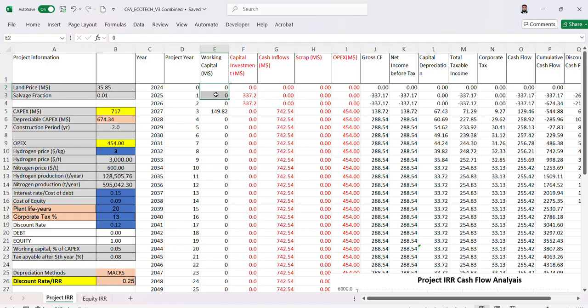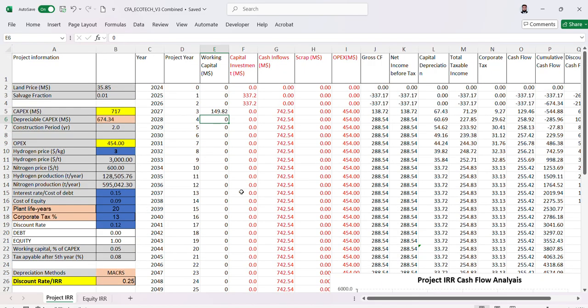That means the working capital for these 2 years is 0. 0 means the beginning, and this is the beginning of the first year, this is the beginning of the second year, and this is the end of the second year. So for these 2 years the working capital is 0, and in the third year we need to have the working capital to produce hydrogen or the products. This is assumed to be 33% of our OPEX. We assume this to be 1/3 of our OPEX.